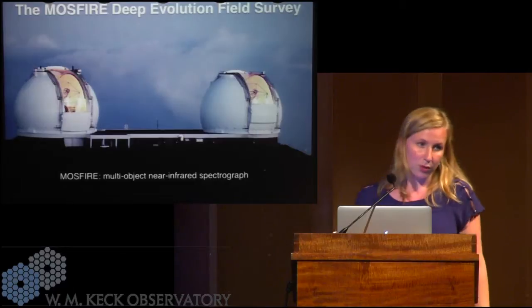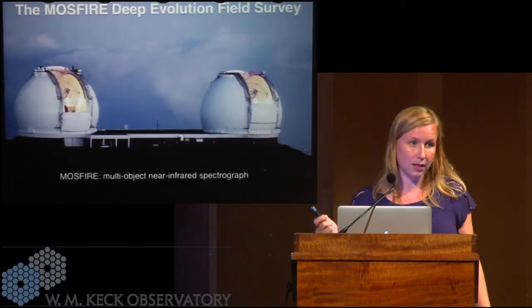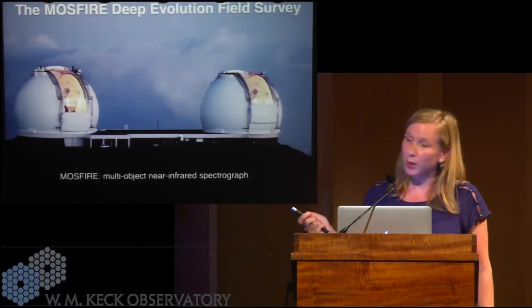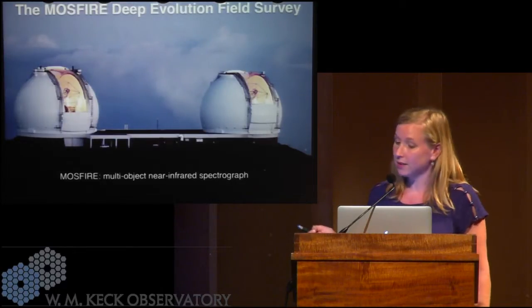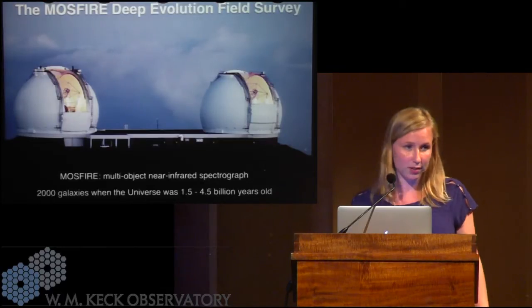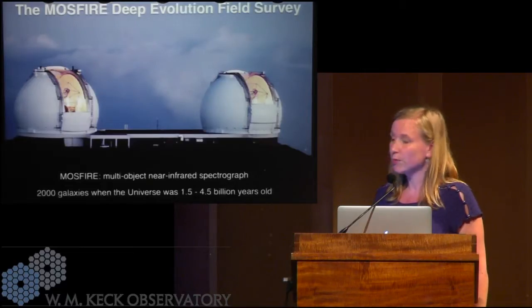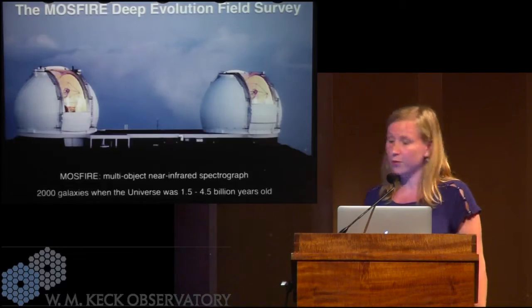Okay, so using this instrument, we started this new program. It's called the MOSFIRE Deep Evolution Field Survey. And we did this with a group of people at the University of California. And the idea is to obtain spectra, so to obtain spectroscopy of 2,000 galaxies when the universe was 1.5 to 4.5 billion years old.